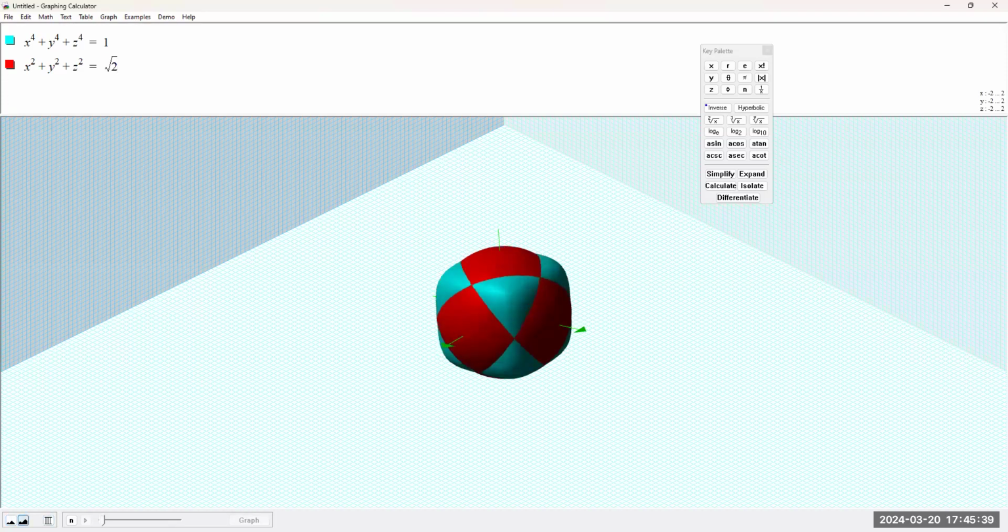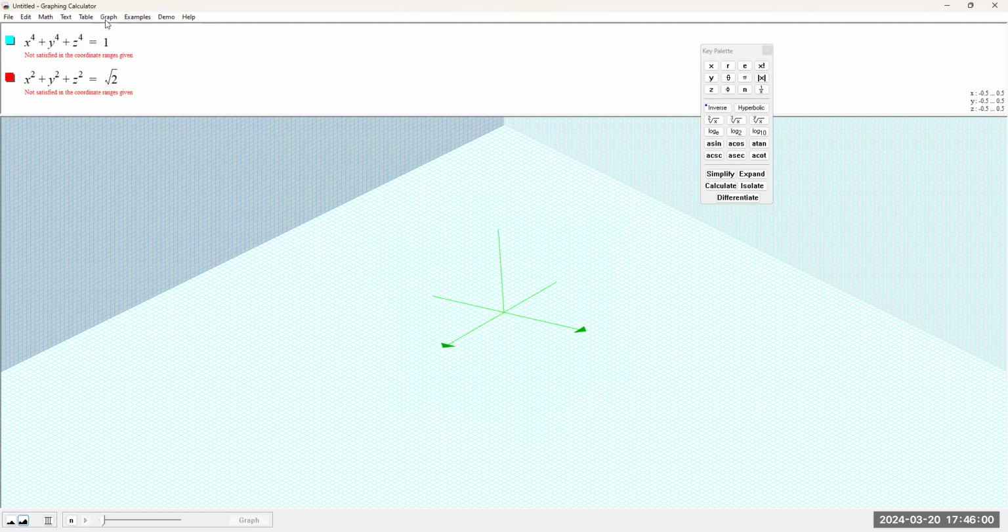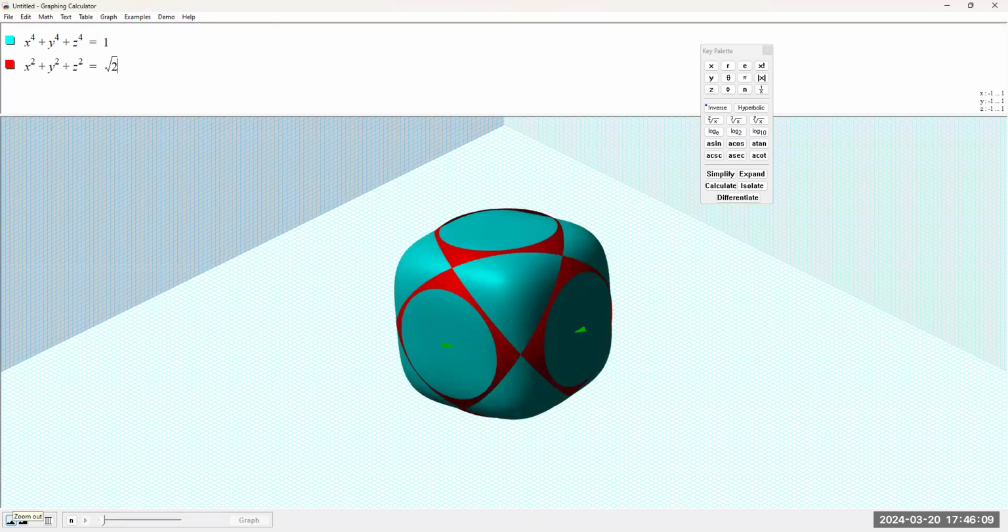Let me enlarge it a little bit. So what happened is this is way too big. I try to zoom out. That's too small. Zoom in. Zoom out. Yeah, so let me screenshot this then.